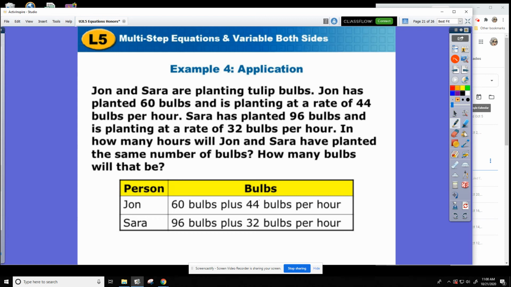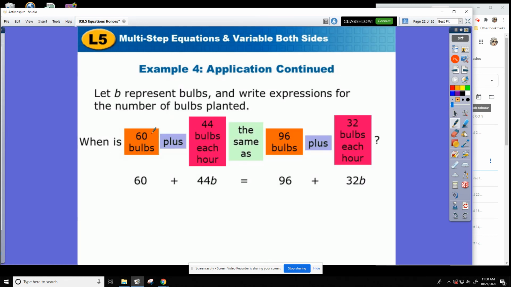Okay, here are some word problems. John and Sarah are planting bulbs. John has planted 60 bulbs and is planting at a rate of 44 per hour. Sarah planted 96 at a rate of 32 per hour. How many hours will it take for John and Sarah to plant the same number? When it's the same number, you put each equation equal to each other. So we have this 60, this is John, 60 plus 44 an hour, the same as, meaning equal, 96 plus 32 an hour. So here's our equation that we want to solve.